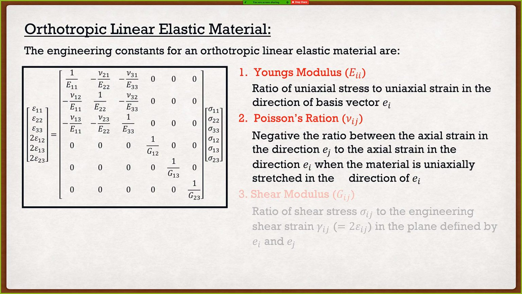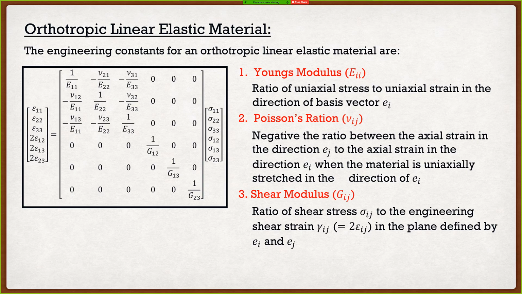And finally, the last one that we see down there in the bottom right corner is the shear modulus G_ij, which is the ratio of shear stress sigma_ij to the engineering shear strain gamma_ij, which is equal to 2 times epsilon_ij, in the plane defined by e_i as well as e_j. So for each one of these coefficients, when I look in my matrix, I can see that I have 3 of each. I have 3 different Young's moduli, 3 different Poisson's ratios, and 3 different shear moduli. But we have to realize a couple of facts.